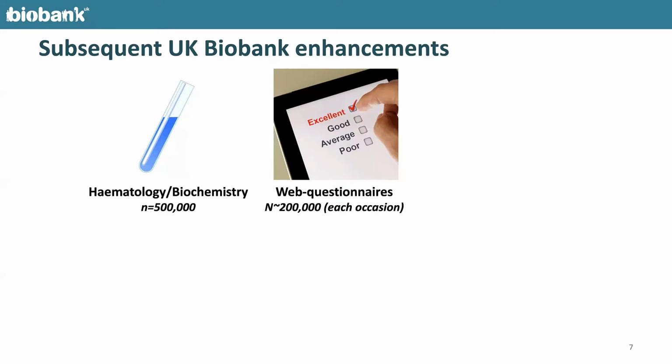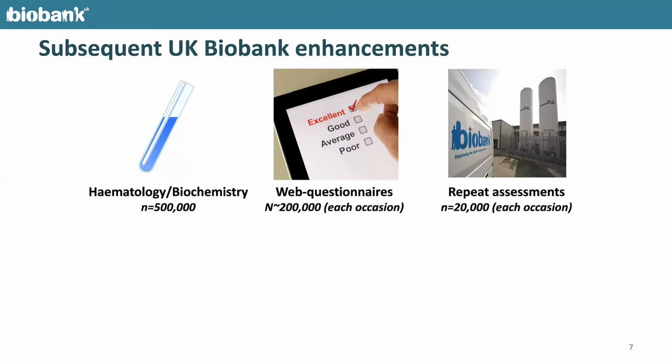They typically go out to participants for whom we have email addresses, and we tend to get around 200,000 completed questionnaires for each questionnaire we do. We've also undertaken a set of repeat assessments on 20,000 participants in 2013 and 2014. That was at our Cheadle-based assessment centre, but we're also doing repeat assessment visits as part of the imaging study, which I'll touch on shortly.